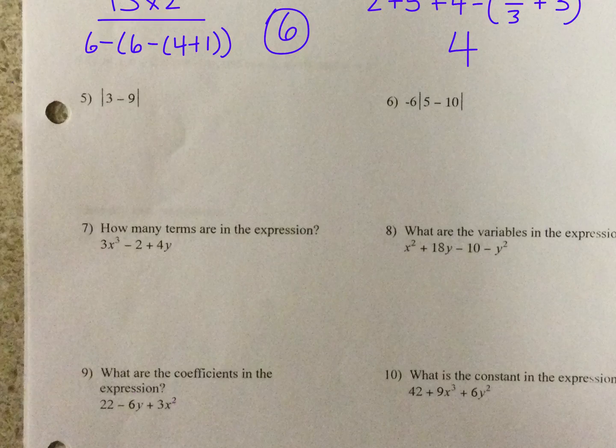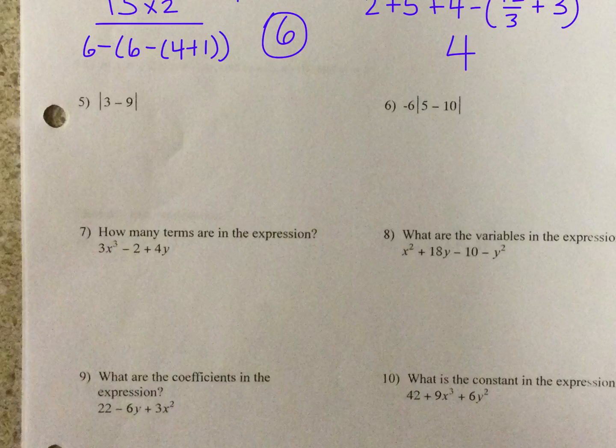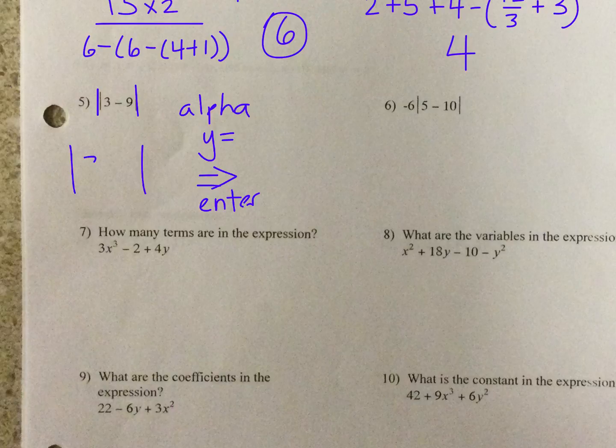Number 5, to get these absolute value bars, the first thing you need to do is alpha y equals, you hit the over arrow and hit enter, and the bars will show up. Then you just say 3 minus 9. When you do that, you will get a 6.